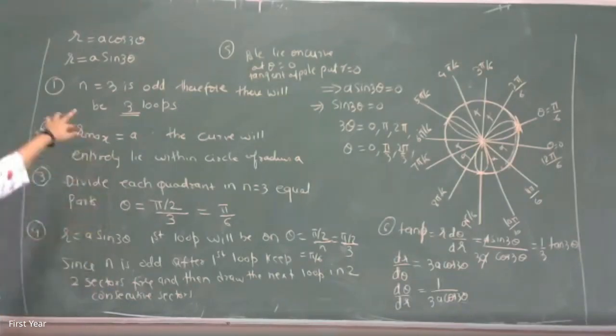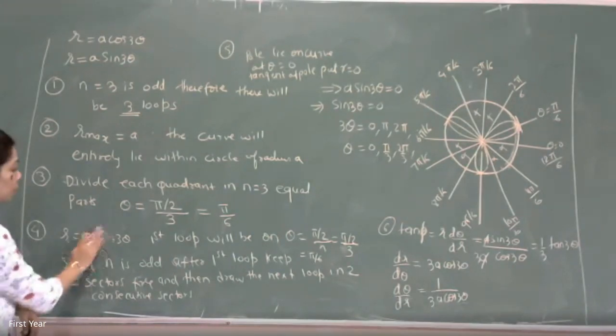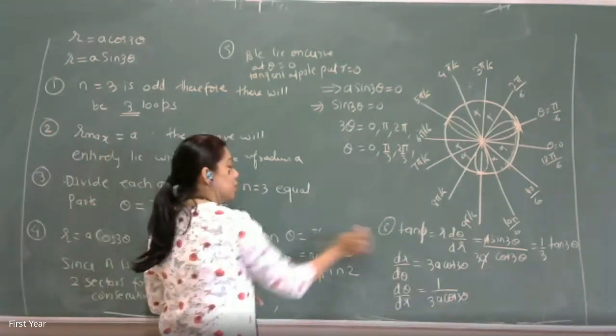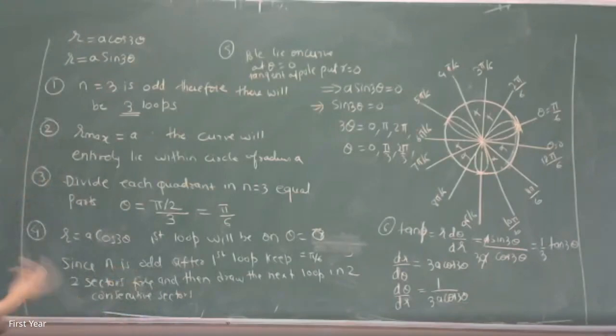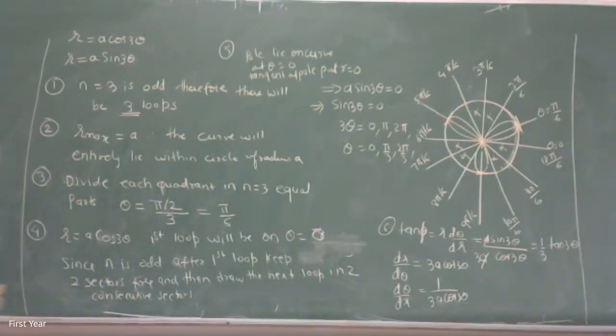Yes. It starts with 3 loops at 0 degree. 3 loops will be correct. Dividing the quadrants will be correct. Maximum value will be same, or the first 3 points will be same. Since here r is equal to a cos 3 theta, the 4th point will be different. The first loop will be on theta is equal to 0. And then since it is odd, skip the next 2 loops. Skip the next 2 sections or sectors, and then draw the loop after leaving 2 sectors free.